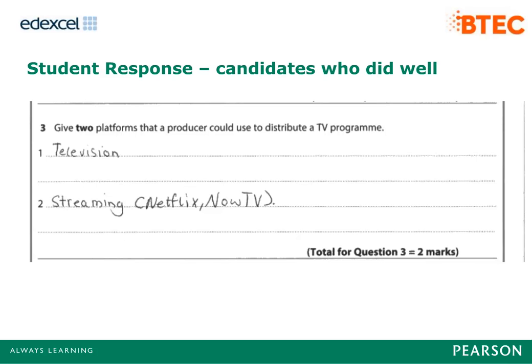In this question, learners were asked to give 2 examples of distribution platforms for a television program. Here, the learner has given television and been given the benefit of doubt that they mean television broadcast or digital television broadcast, as listed in the mark scheme. The second answer is fully valid. We would accept proprietary names of streaming services on their own, for example, Netflix, Now TV, as here, or Amazon Prime, as these are valid distribution options for television producers in the media industry.